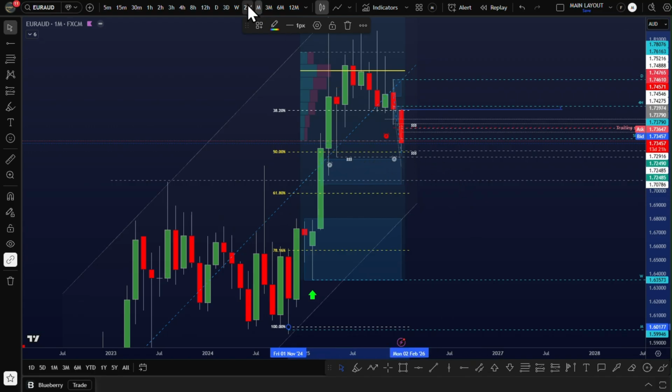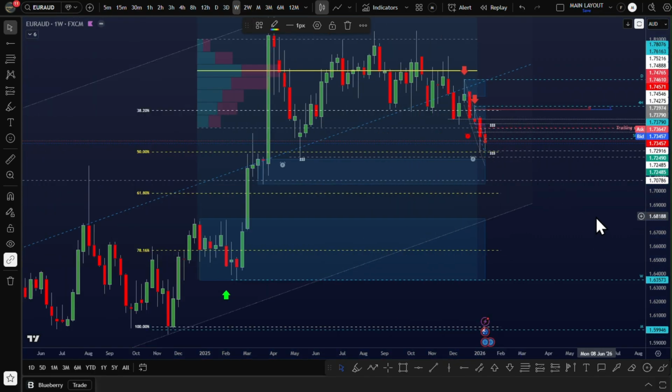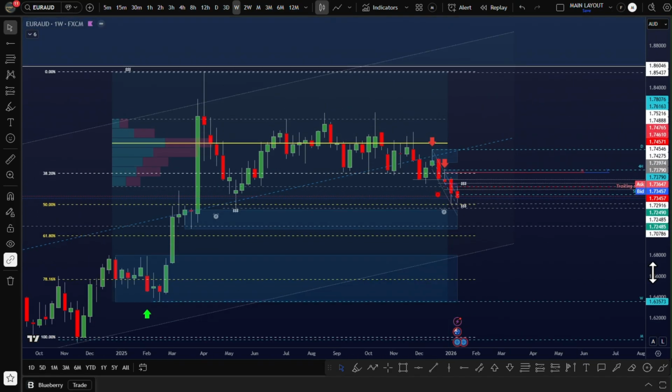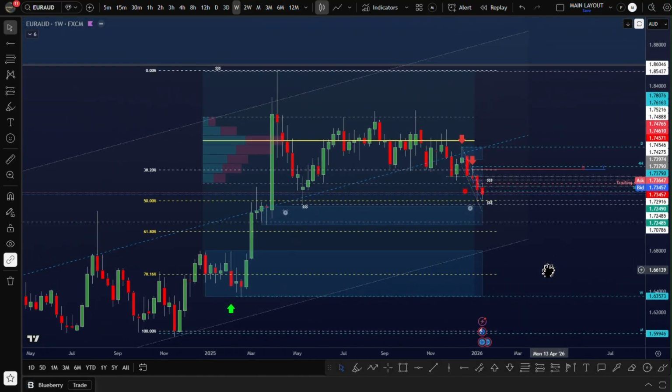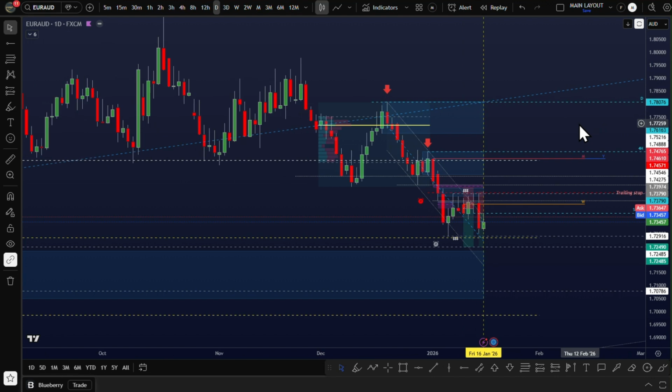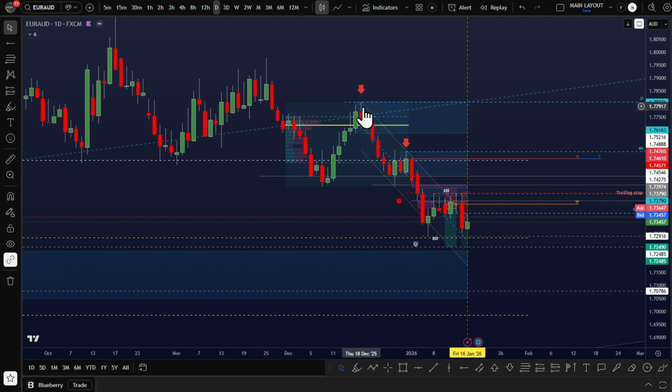So let's go to the weekly. Weekly, I am bearish on weekly. Let's go to the daily. So this was my daily order flow. We have lower high, lower low, lower high, lower low. We break this low. So this is my daily order flow.